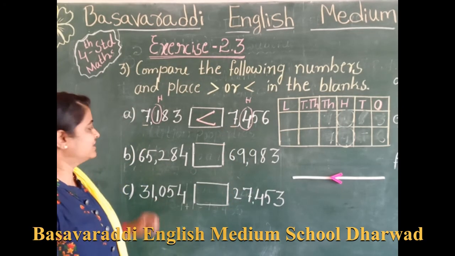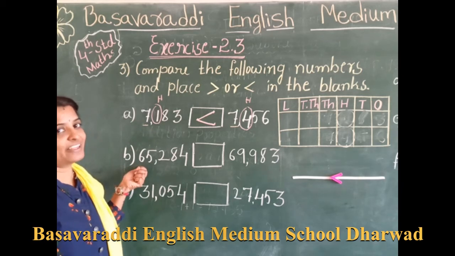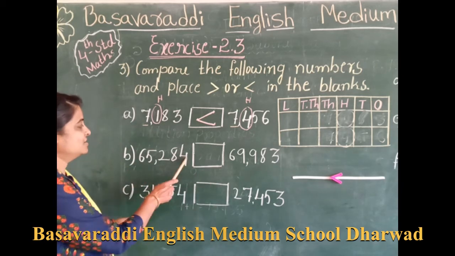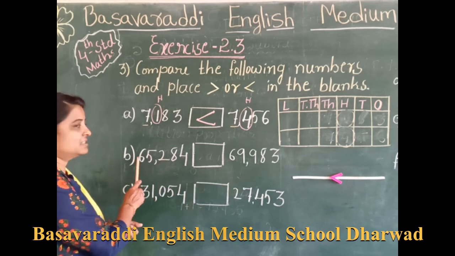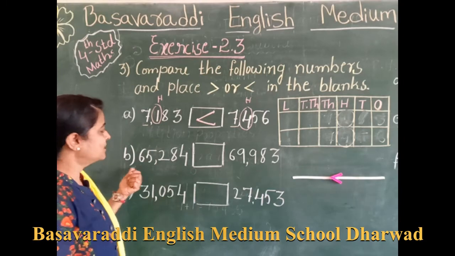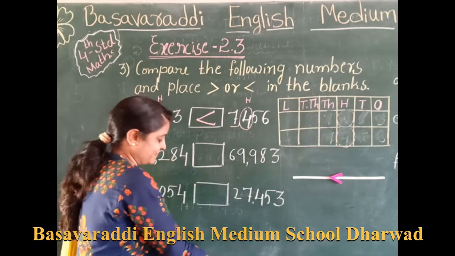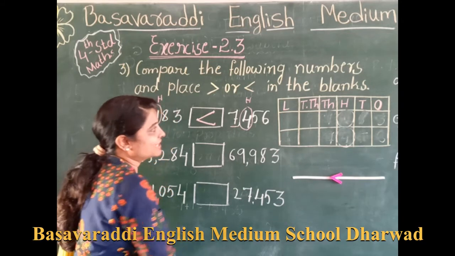What I told? First we will start with the highest place value. Then we have up to 10,000 here, I told. See here 1, 10, 100, 1000, 10,000. Then compare both 10,000's place. Here is our place value chart. 10,000 is here. Then start writing that one in the 10,000s.